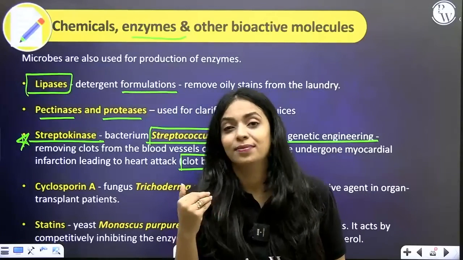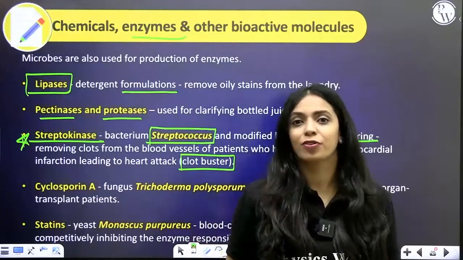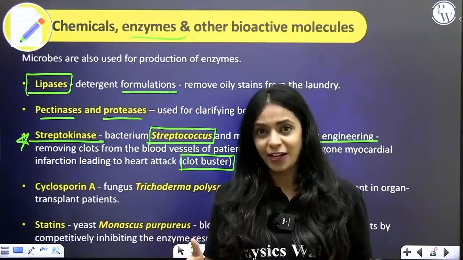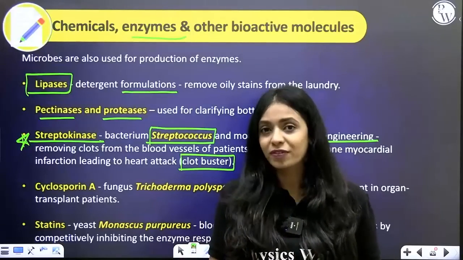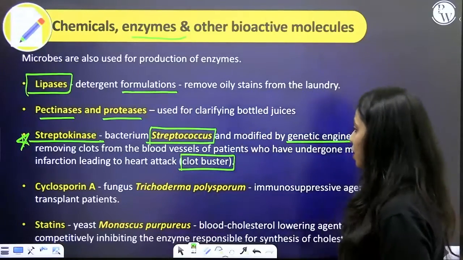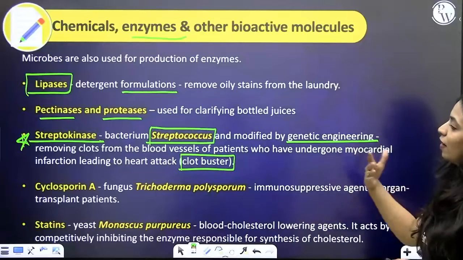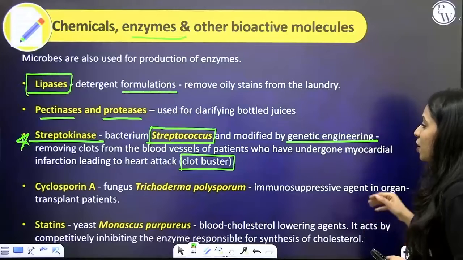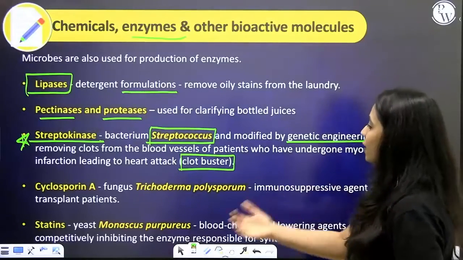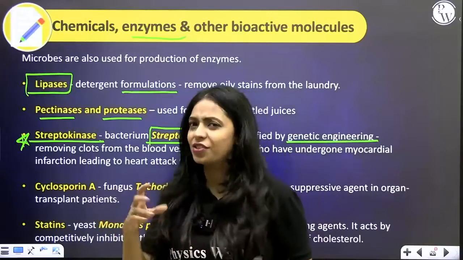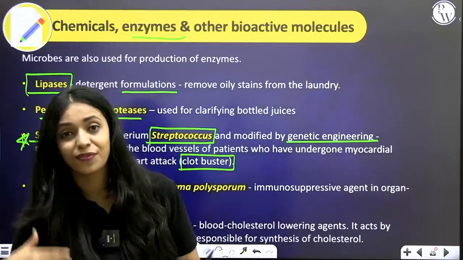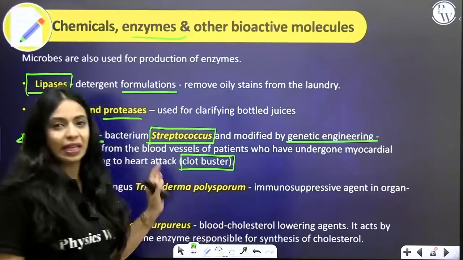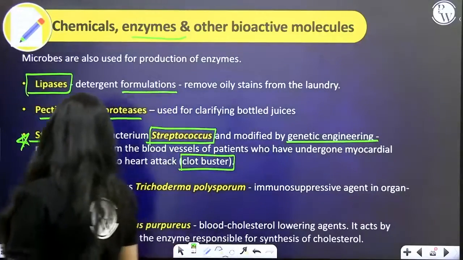So if it is found that some part of your body has a blood clot, in order to break that clot, remove that clot, dissolve that clot, streptokinase is used. So this is basically acting like a clot buster. It removes the clots from the blood vessels of patients who have undergone myocardial infarction leading to heart attack. That is just one case, but even in patients that have stroke, they use streptokinase as a clot buster.